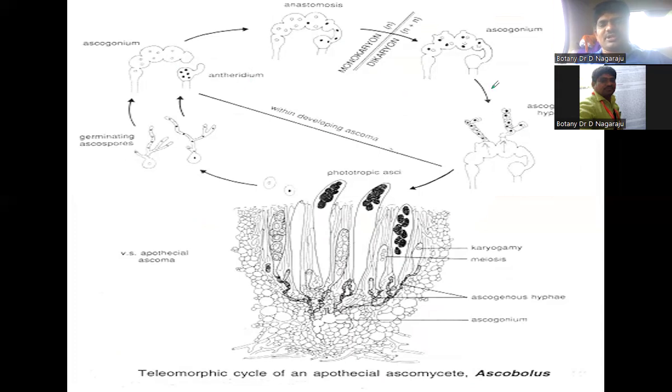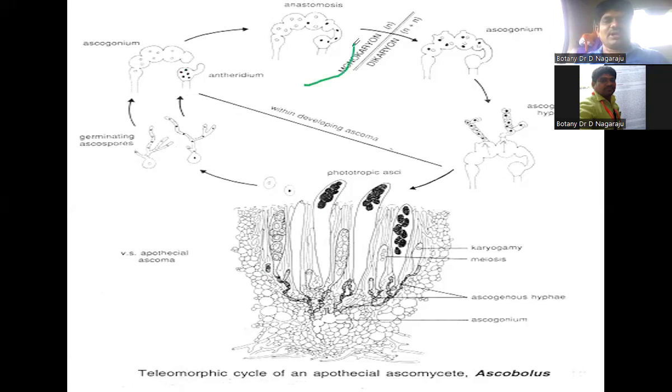In the opposite strain, the ascogonium and antheridium undergo fusion, and dikaryotization takes place. With the dikaryotization, it again forms the diploid, which takes reduction division, forming the eight-spore structure, the ascus. These all germinate and form the new ones.